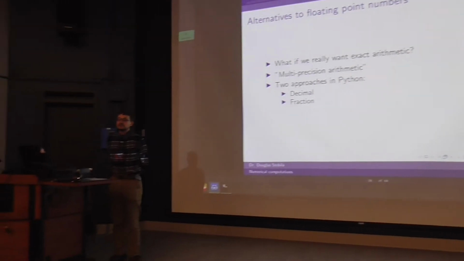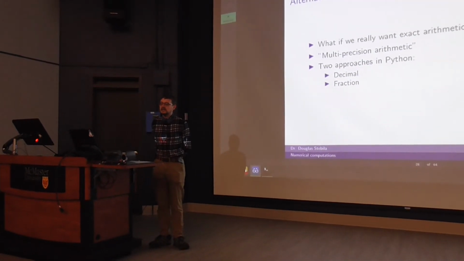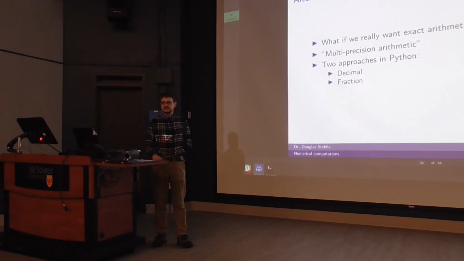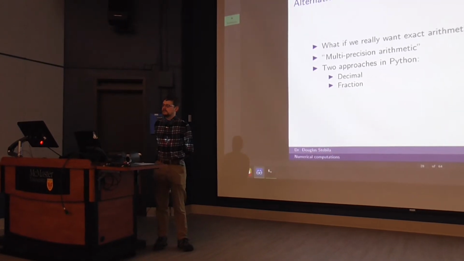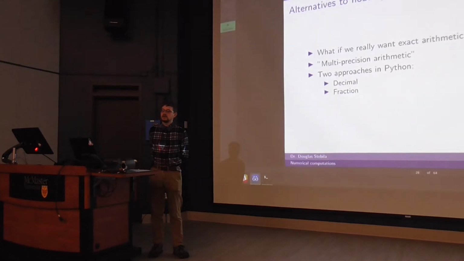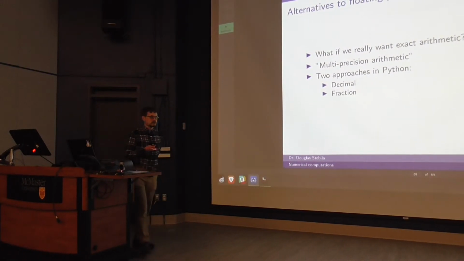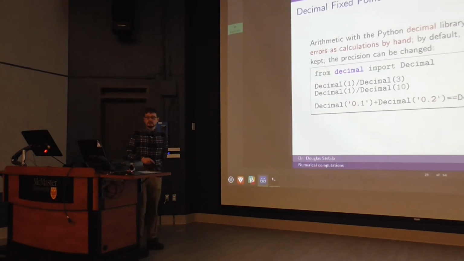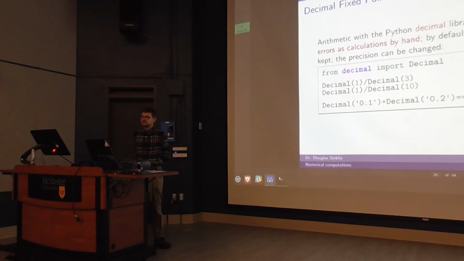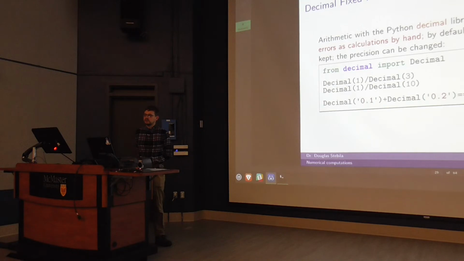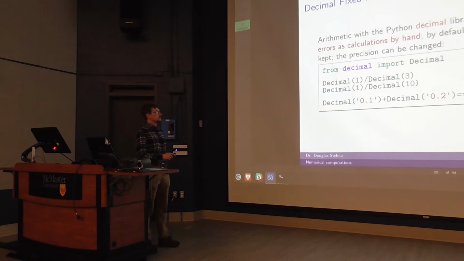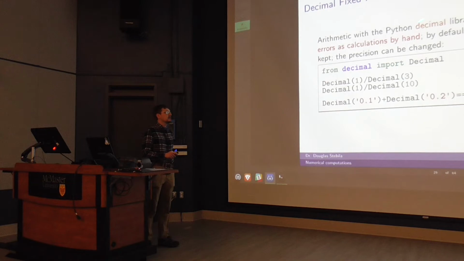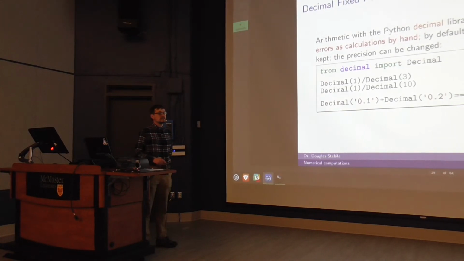A, that makes your skills transferable to other languages, and B, these are compromises at best. They will work, but at what cost? Answer, time and memory. So, the decimal library, for example, is 3 times slower than floating point arithmetic on average. So arithmetic with the Python decimal library will produce the same errors as calculations by hand. Asterisk, in theory, I've seen it not do that.